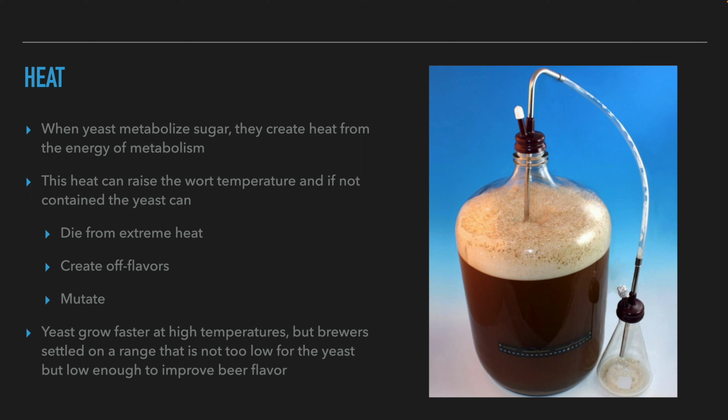When yeast metabolize sugar, heat is generated from these reactions. This heat can raise the temperature of the wort, and if it is not controlled, the yeast can die, create off flavors, and/or undergo mutations that can also cause off flavors. Yeast grows faster at higher temperatures, but brewers actually prefer temperatures as low as possible, where the yeast still work. This way, the yeast will produce as few off flavors as possible.